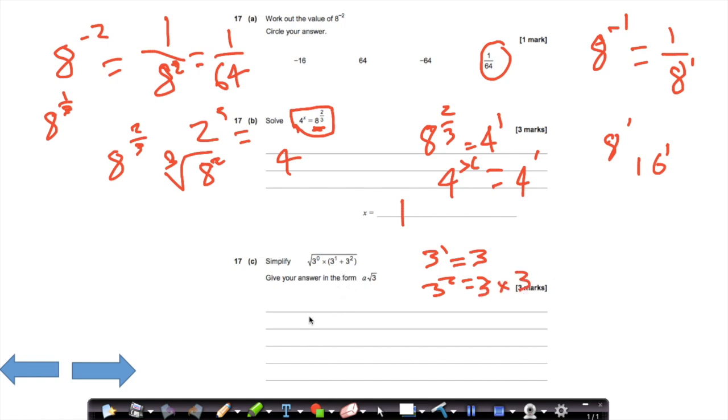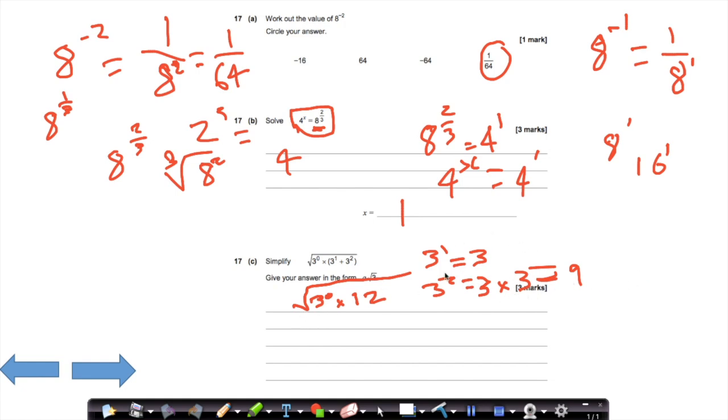So this ends up being the square root of 3 to the power of 0 times 3 to the power of 1 plus 3 to the power of 2. Well, 3 to the power of 2 is 9, 3 times 3, and 3 to the power of 1 is 3, so it's 3 plus 9, which is 12. So this ends up being 3 to the power of 0 multiplied by 12.